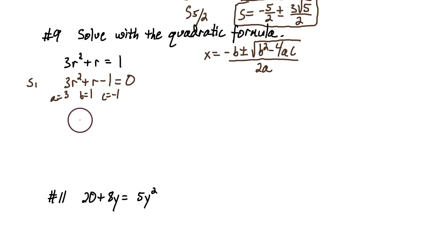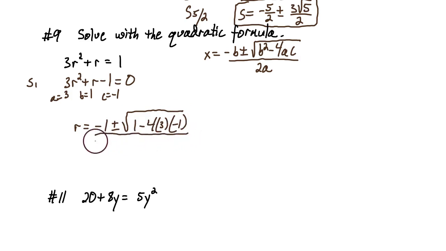Let's use this formula, but instead of using x, we're going to say r equals. Okay, it says negative b. If b is 1, then that becomes negative 1. Then it says plus or minus. Then there's a square root symbol. In the square root, it says b squared. So if b is 1, that becomes 1 squared, or just 1. Then it says negative 4 times a times c. A is 3, and c is negative 1.